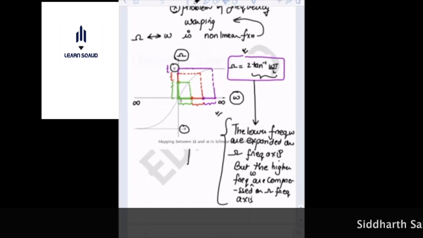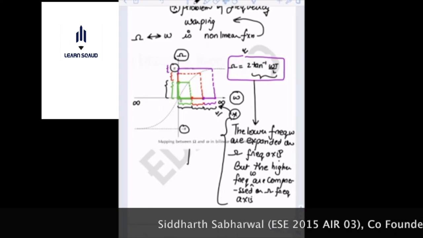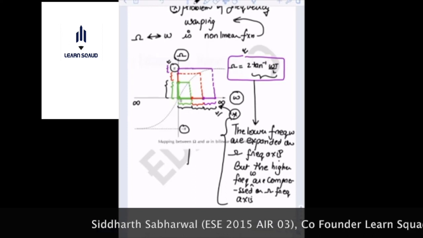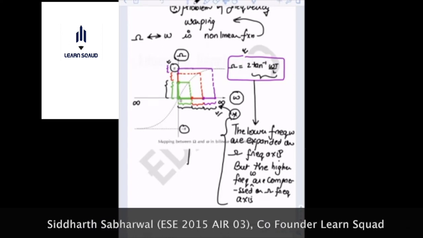Now they can ask you what is frequency warping in the bilinear transformation. So this is the simple thing, and you can easily visualize this also. The lower frequencies are approximately of the same width on the digital frequency axis, but the red one is reduced and the purple one is further reduced on the digital frequency axis. So the higher frequencies are compressed on the digital frequency axis. So this is what the frequency warping is.